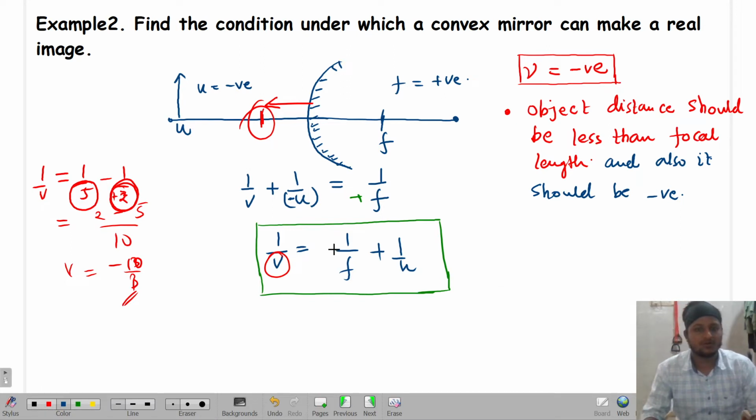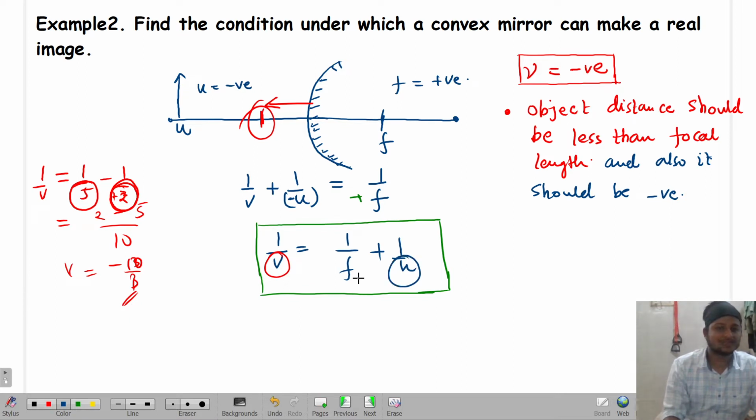Okay, so if I write the formula, 1 by v will be equal to 1 by f plus 1 by u. Now I know that to form the real image, v should actually be negative. Now to make the v negative, I need my object distance to be less than focal length, and also it should be negative, means object should be placed on the left hand side of the convex mirror only. Got it or not? So these two are the conditions to make the real image.